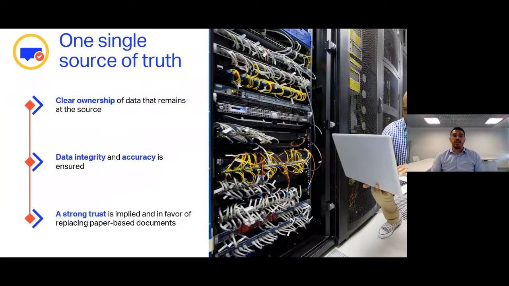That means that any data that is used, that exists in the One Record world, should have a clear ownership. That means also that the integrity and accuracy of the data is ensured, as the data owner is the only one responsible and only one maintaining his own data. And there is, in the end, a very strong trust that is implied, and that is really important if we want to replace the paper-based documents that are today the legal sources and the legal basis for all the information that is shared in the transport supply chain.